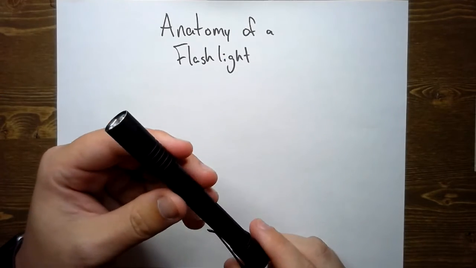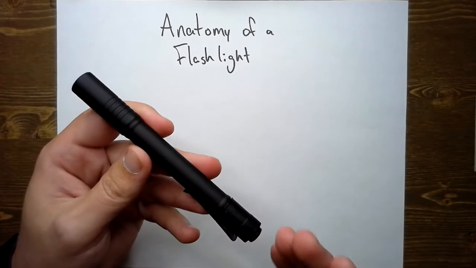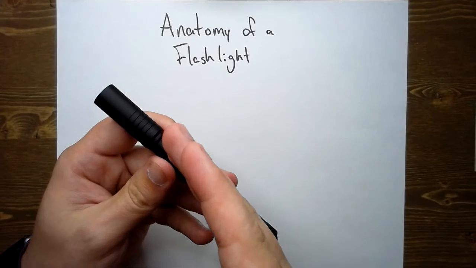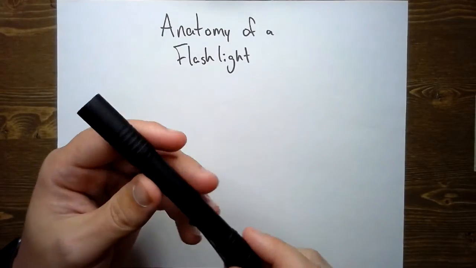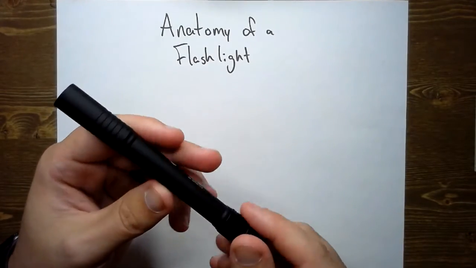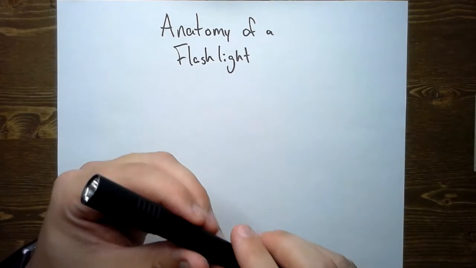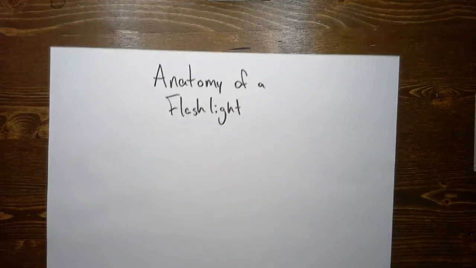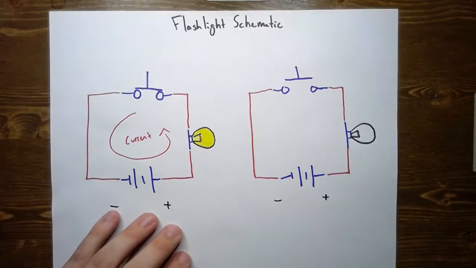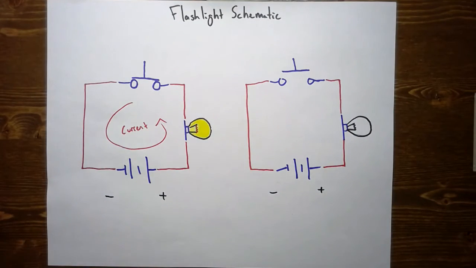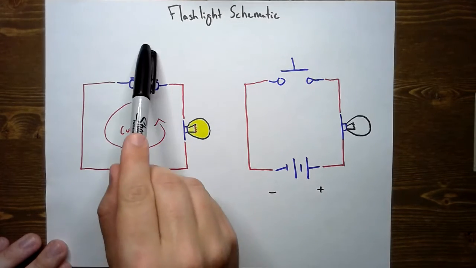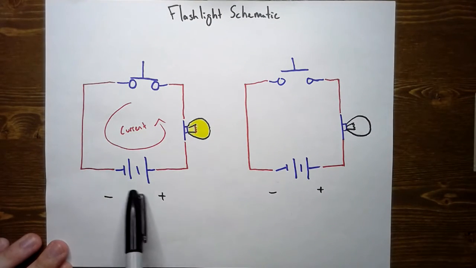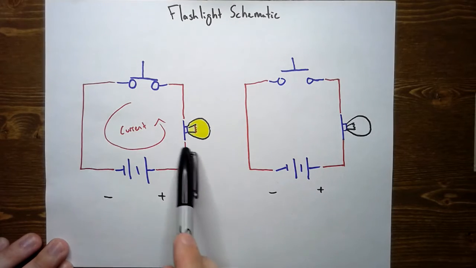So those are the main things that make that up: the switch, the battery, and the light. And then obviously a housing. But the three main things are the switch, the battery, and the light. So if I were to take a flashlight and draw it as a schematic, it would look something like that. So you've got your switch here, you've got your battery here, and you've got your light bulb here.